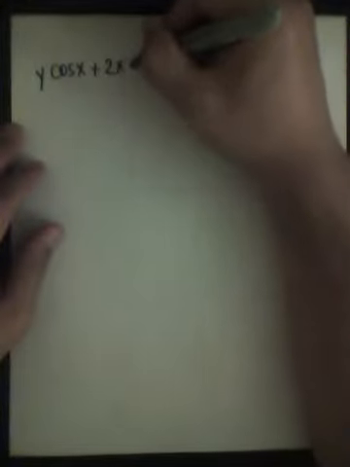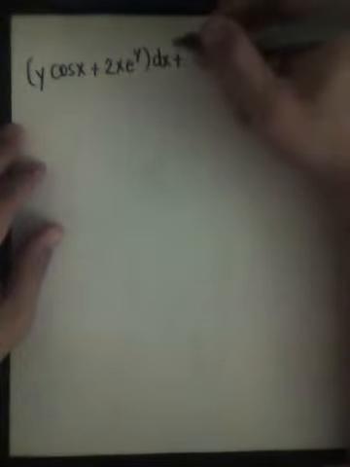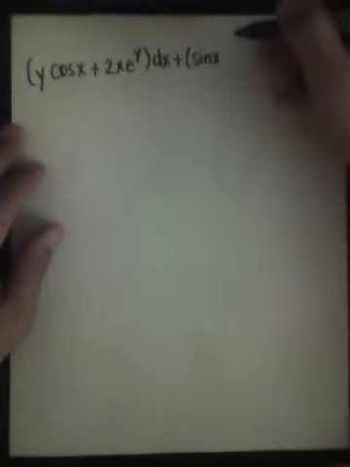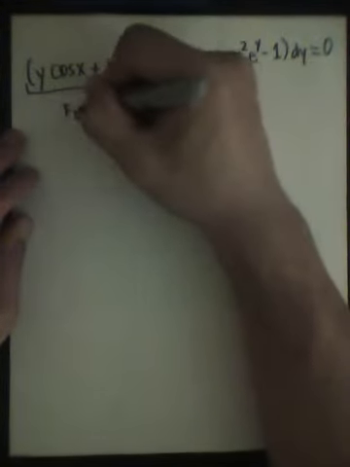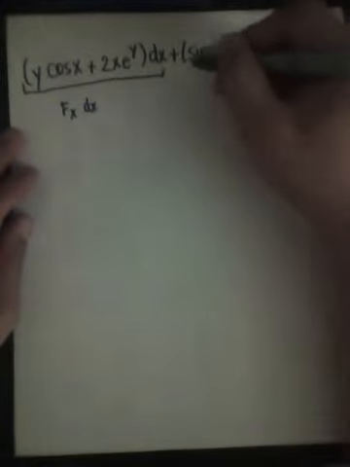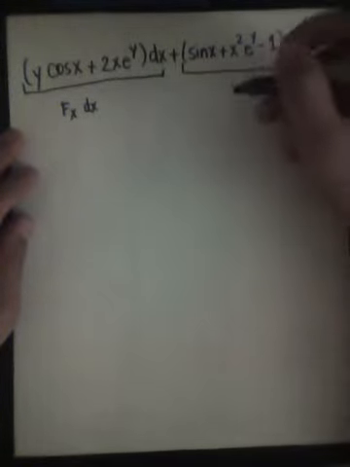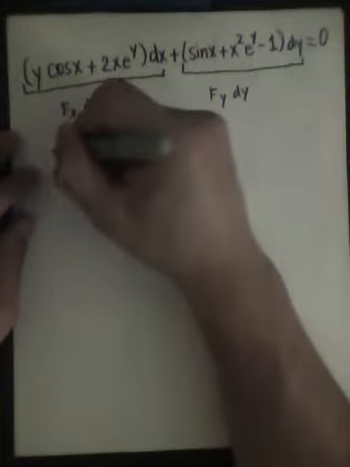y cosine x plus 2x e to the y dx plus sine x plus x squared e to the y minus 1 dy equals 0. And this is our total differential here. Okay, so this left side here is the f sub x dx, and the right side here is our f sub y dy. So let's check that our mixed partials are equal.